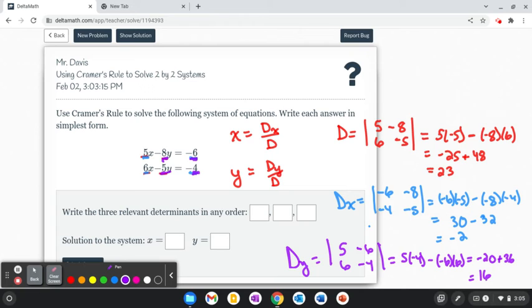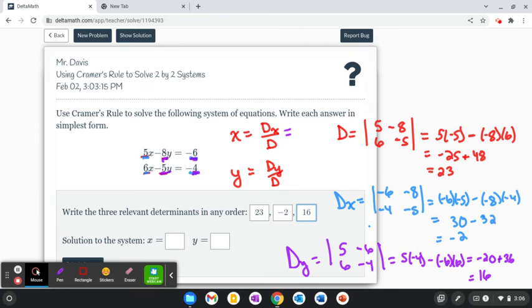All right, and then the last step is to then write it here. And actually, we can go ahead, if you wanted to, go ahead and type these in. These are going to go any order, doesn't matter. 23 is our first determinant, -2 and 16. And then we got to get x and y.